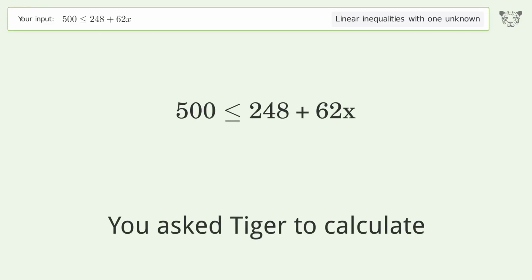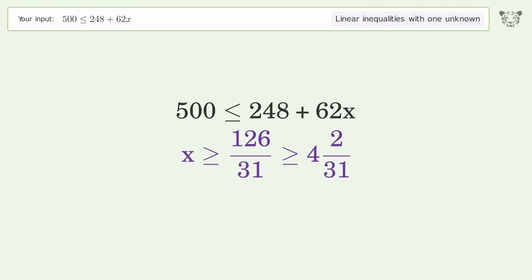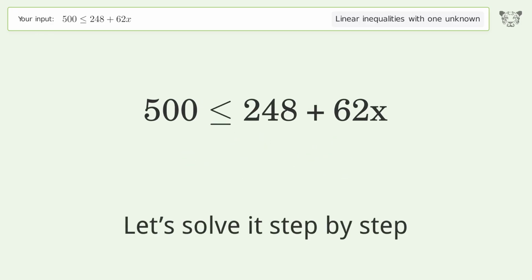You ask Tiger to calculate. This deals with linear inequalities with one unknown. The final result is x equal or greater than 126/31 equal or greater than 42/31. Let's solve it step by step.